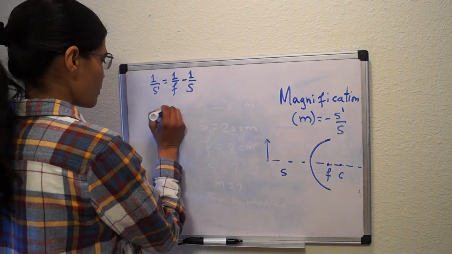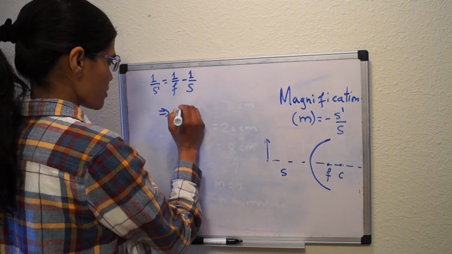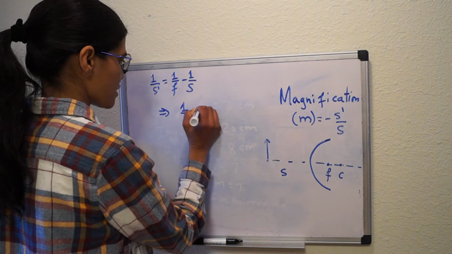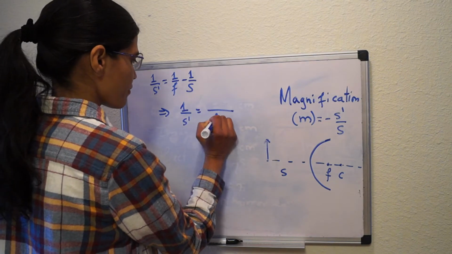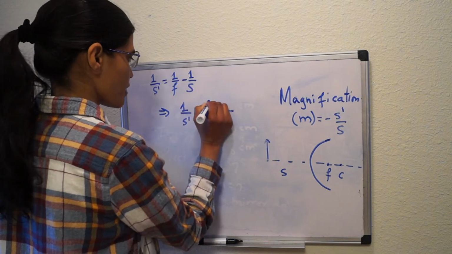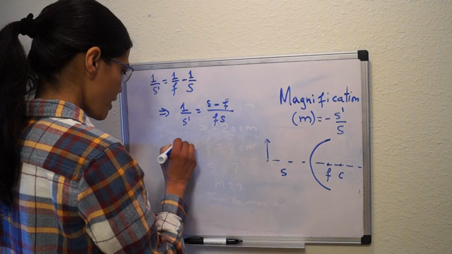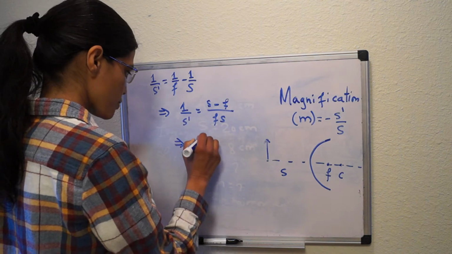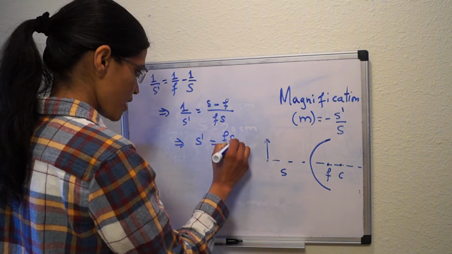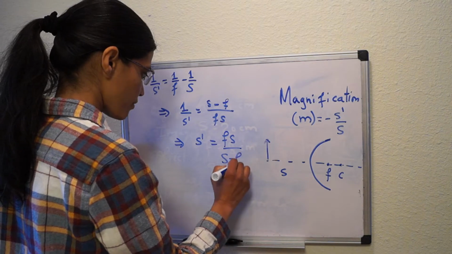So actually, you can just do one more step. 1 over S dash equals what? This is F, this goes here, S minus F, right? If we are just taking an LCM here, and then if we invert this, it becomes S dash equals F times S divided by S minus F, okay?